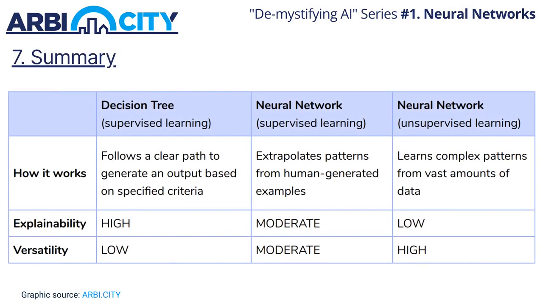To summarize, decision tree algorithms follow a clear path and have high explainability and predictability. However, they tend to be simpler systems with limited versatility compared to neural networks. When neural networks undergo supervised learning, they can extrapolate from specific examples, and the outputs are generally explainable based on the training data and other human-specified parameters. Although these systems can be useful in a wide variety of contexts, each system is still only able to perform a very specific task it was trained for.